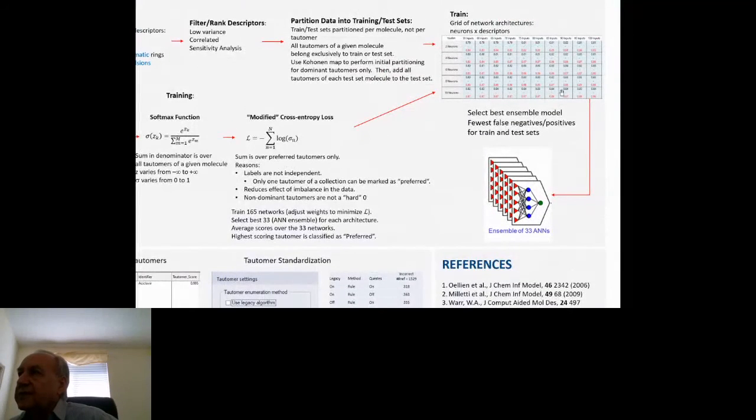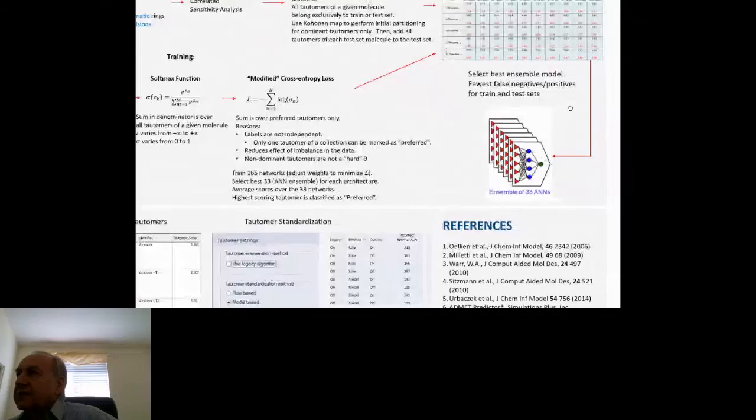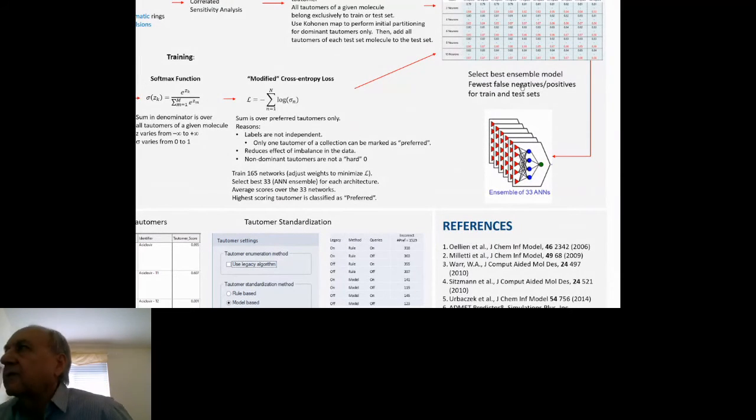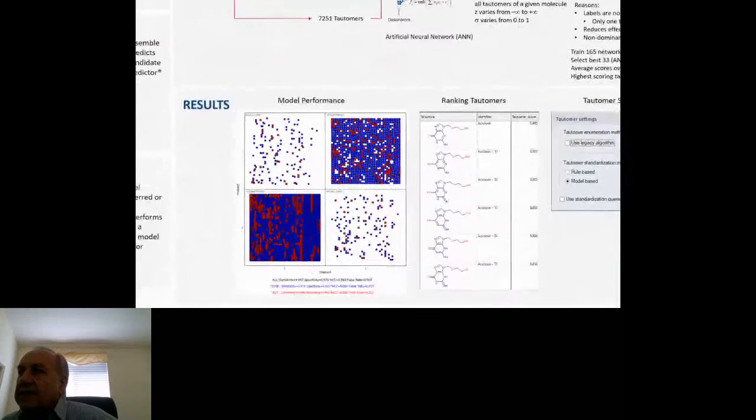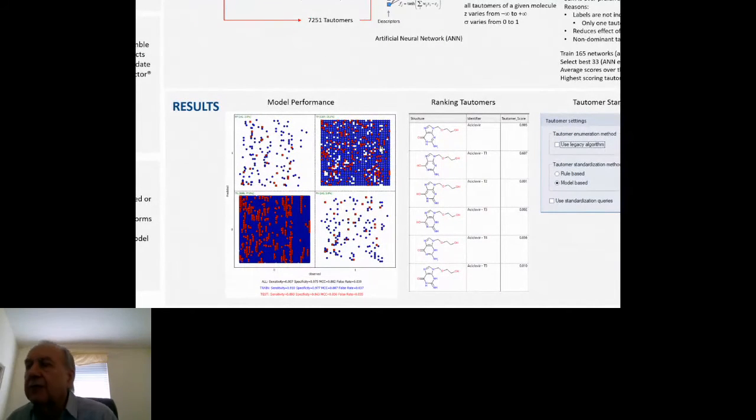So we do this over this grid of architectures representing numbers of neurons by numbers of descriptors. And we select the best overall ensemble model that produces the overall fewest false negatives and positives for the training and the test sets. And this results in an ensemble of 33 artificial neural networks. And here I'm depicting the final model performance.